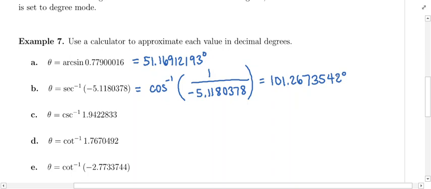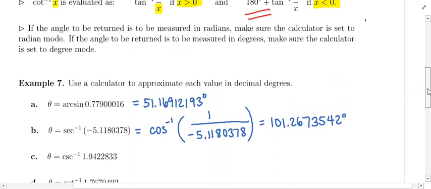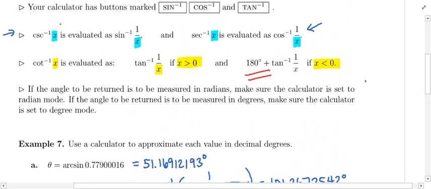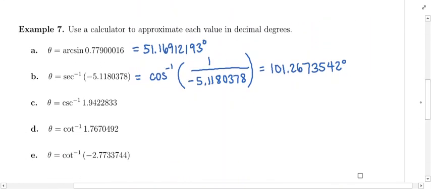The next one is going to be the cosecant inverse of 1.9422833. Again, cosecant inverse doesn't have a button, so we have to follow the rule up here. It's very similar to what we do for secant inverse. We just use sine inverse instead of cosine inverse. So what we will plug into the calculator is the sine inverse of 1 over our number.